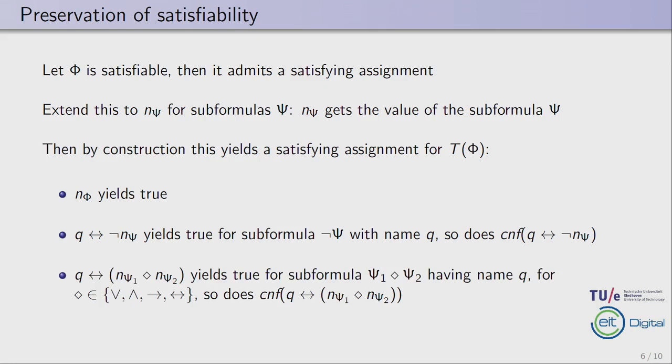And if we have a subformula ψ1 ◇ ψ2 for a binary operator ◇, and it has the name Q, then Q ↔ n(ψ1) ◇ n(ψ2) also yields true by definition, by this assignment, the definition of how we gave values to our n's. So this yields true, so also its CNF yields true. So we conclude that from the satisfying assignment of φ, which we extend to the fresh variables, we get a satisfying assignment of Tφ.